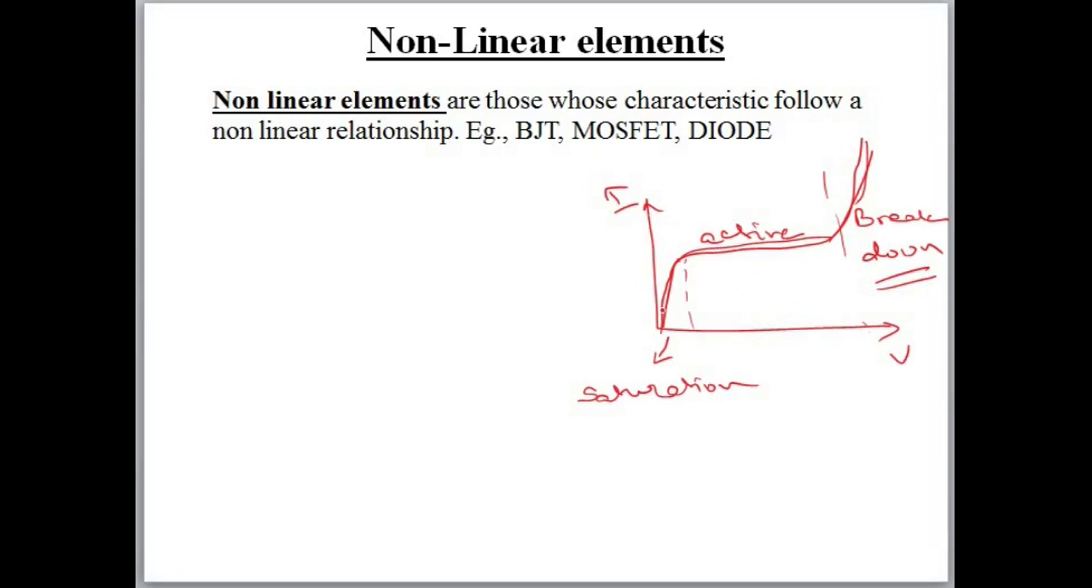For a MOSFET also the curve is like this only. And what is the curve for a diode? For a diode, the curve is like this. This is your I, this is your V. So V and I are not following a linear relationship. At the start, I is very small. After some time, I will increase drastically. So there is no linear relationship between V and I for a BJT or MOSFET or diode. So these are called non-linear elements.